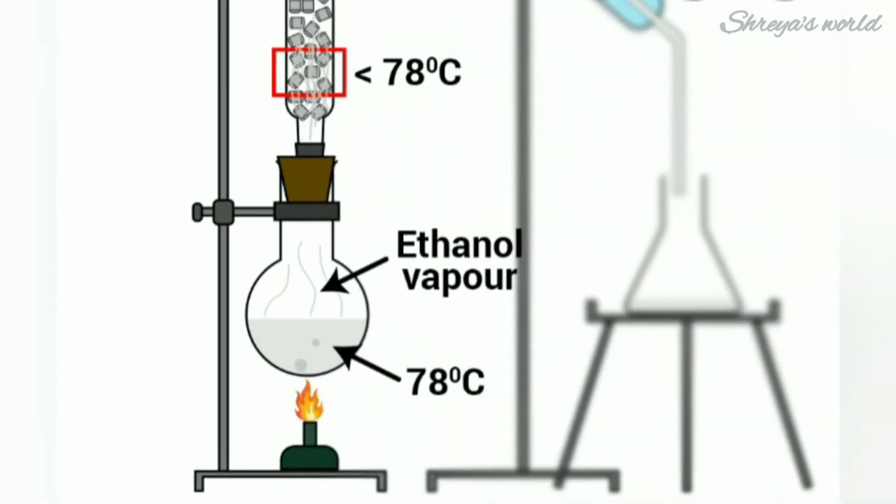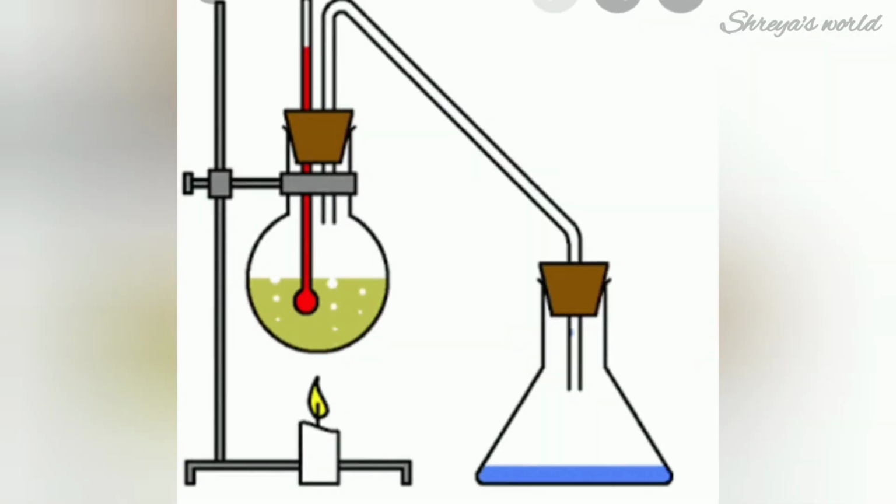Fractional distillation is a type of distillation which involves the separation of two miscible liquids. The process involves repeated distillations and condensations, and the mixture is usually separated into component parts. The separation happens when the mixture is heated at a certain temperature where fractions of the mixture start to vaporize.